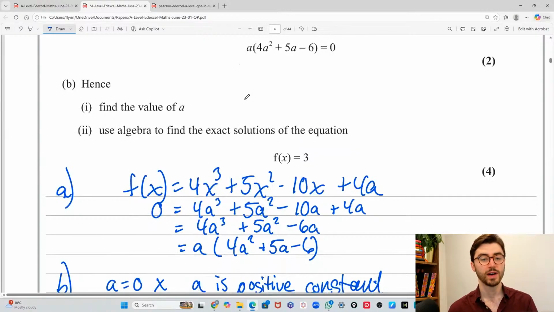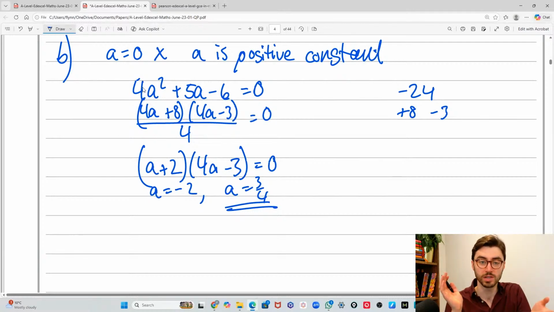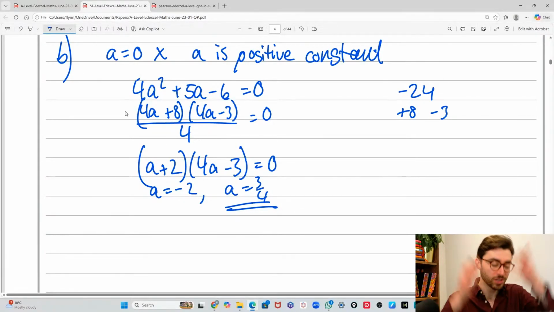Use algebra to find the exact solutions. I know, right? It's a really interesting method, but it saves a lot of time, because you don't know with a 4 whether it's going to be 1 and 4 or 2 and 2. And I just quite liked it. I just find it quick. And the alternative here, I'll show you this while we're here.